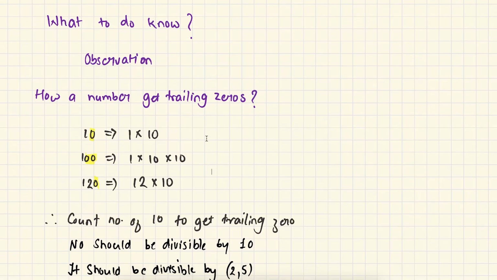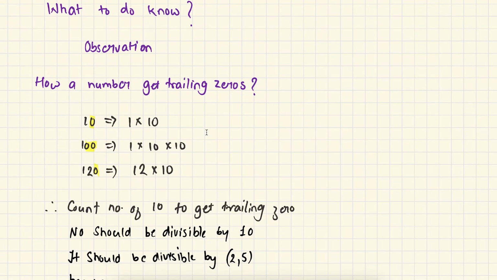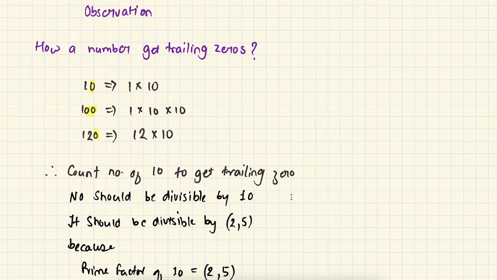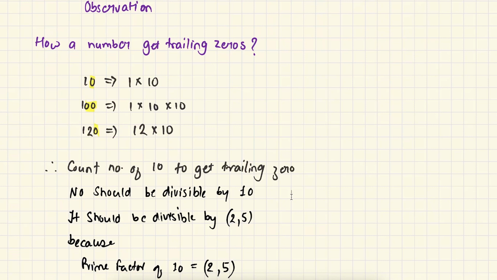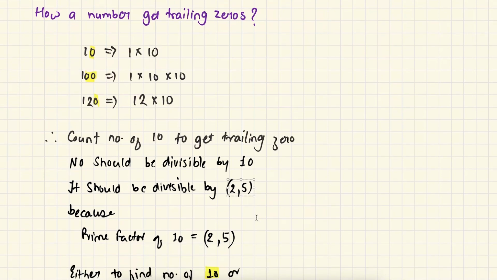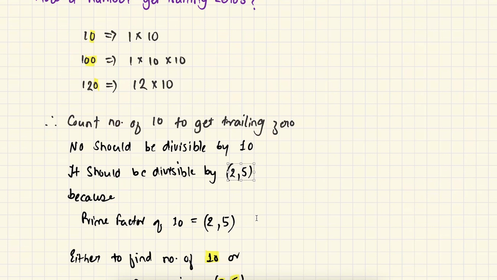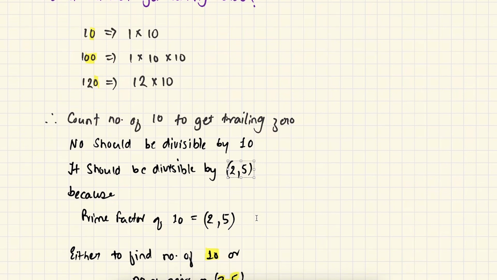Okay. So now if I want to count how many trailing zeros a number has, I simply have to count the number of tens, right? And to get the number of tens, we simply have to divide that number by 10. We saw that in the previous example, right? And for a number to be divisible by 10, it should be divisible by 2 and 5. Why? Because the prime factors of 10 are 2 and 5. So the number must be divisible by 5 and 2, right? So now we have two options.